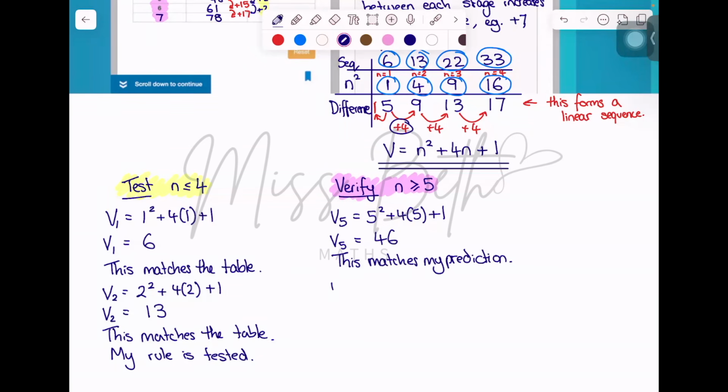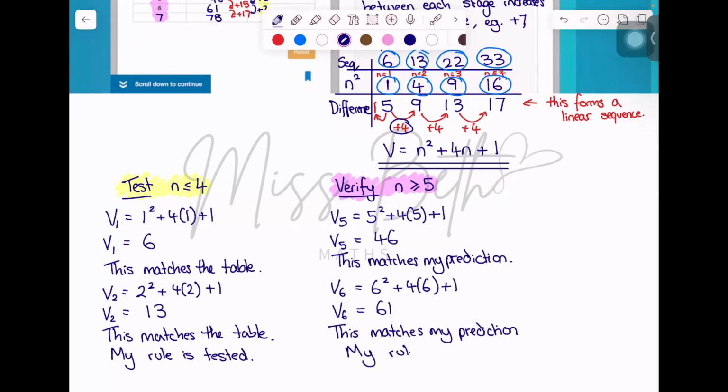Now, remember, you don't have to do this. You do only get the mark for the first one. I'm just doing it so that you can really understand the process of what we're doing. So 6 squared plus 4 lots of 6 plus 1, that would give us 61. Again, this matches my prediction. And then you can complete your verification with your final statement of my rule is verified.